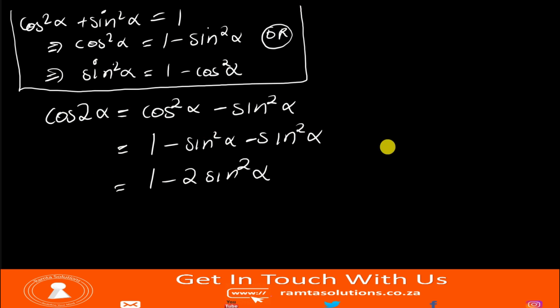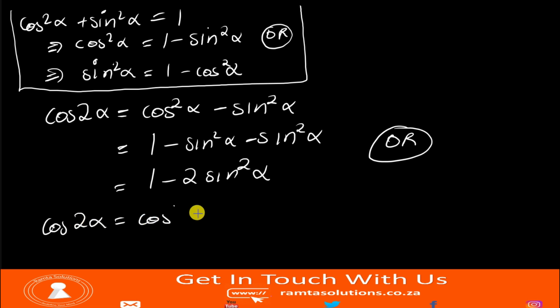Okay, this is another formula. Or you can say, again, cos 2 alpha equals cos square alpha minus, oh boy.